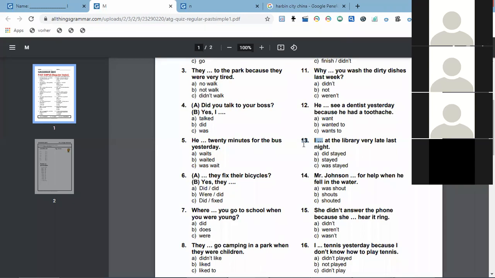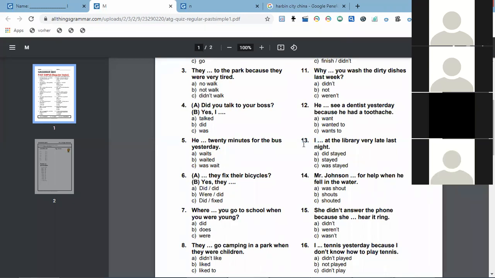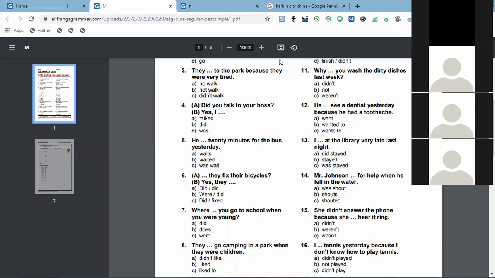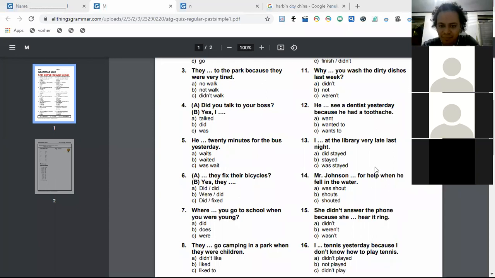Ella. Okay. Ella, number 13. I blah blah blah at the library very late last night. I stayed, B. I stayed at the library very late last night. Okay, good.